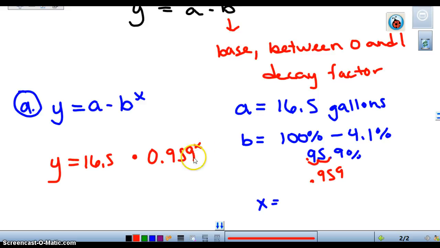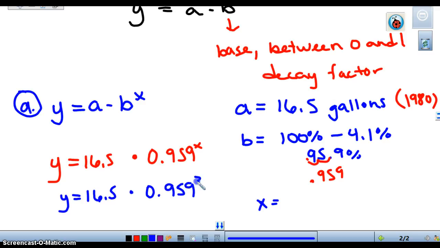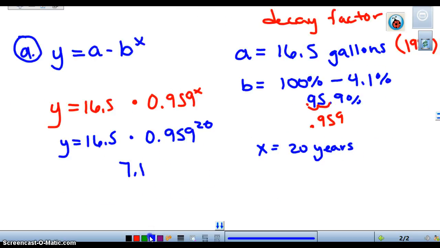So if I want to know the approximate consumption per person of whole milk in 2000, how many years have gone by? Because this was the consumption in 1980. So 20 years. So what do I need to change in my equation? Take out the x and put in the number of years. The exponent is now 20. And so now people consume 7.1 gallons per year.